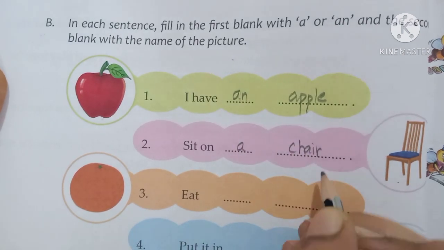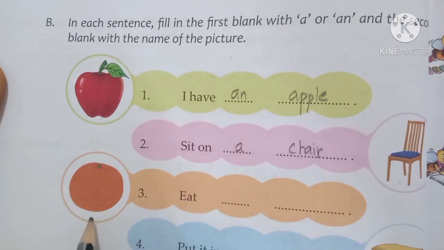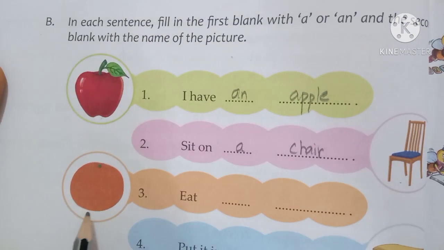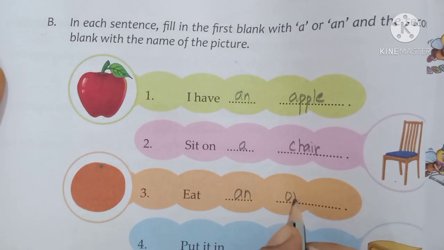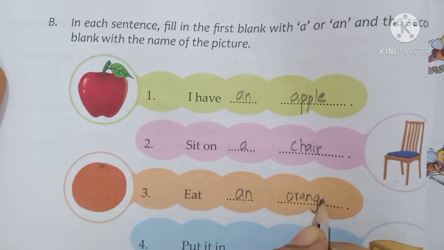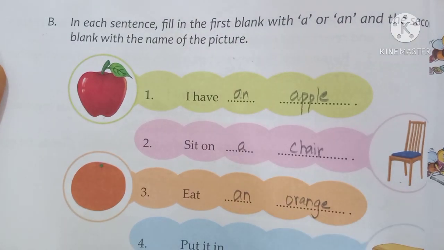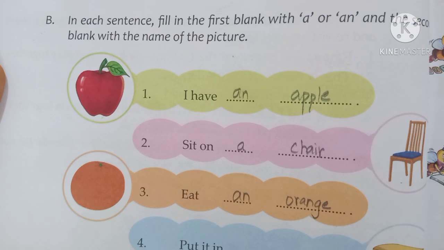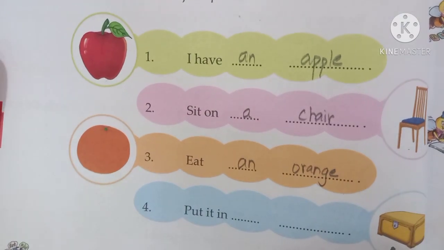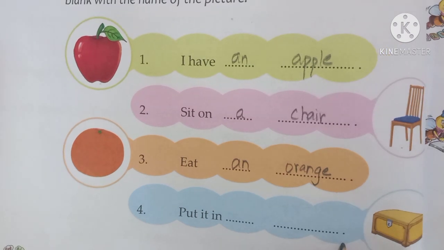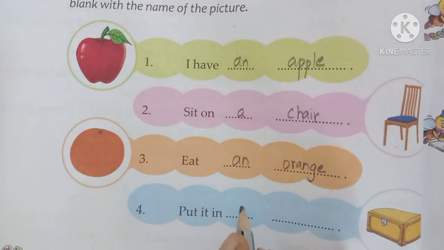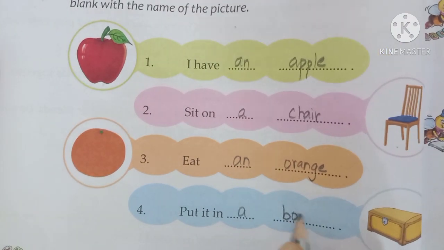Okay. Next one, eat dash and dash. This is an orange and orange starts with O and O is a vowel. So we use an orange. Yes? Now put it in dash and dash. And this is a box and box starts with B. B is a consonant. So we write a box.